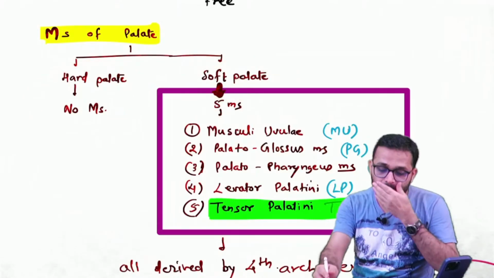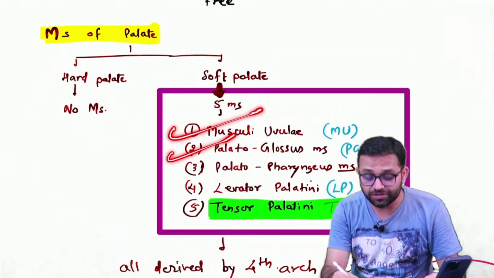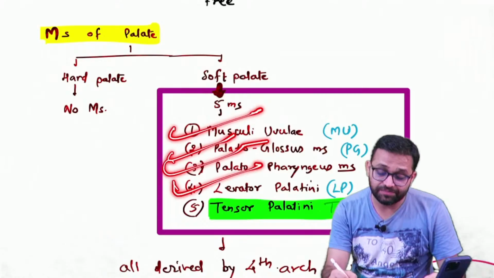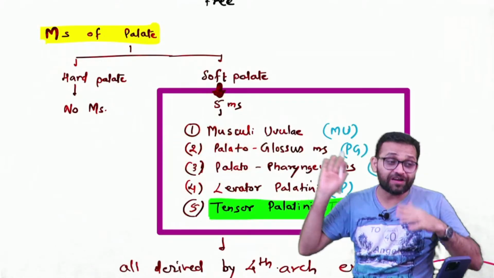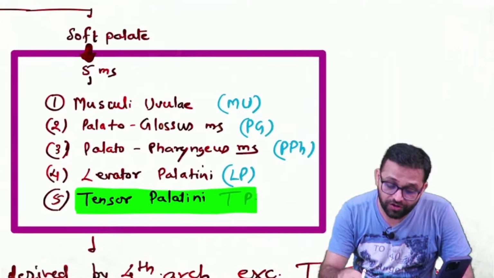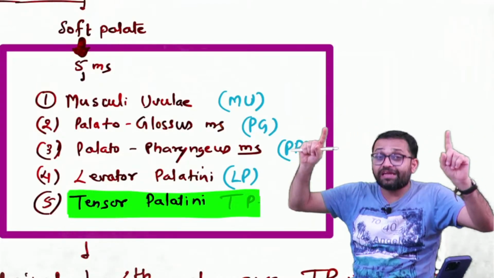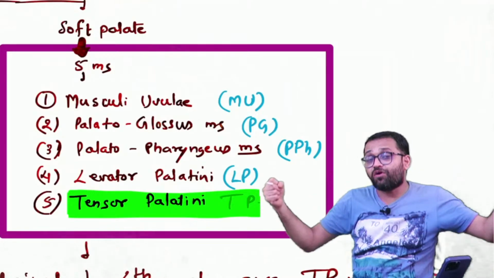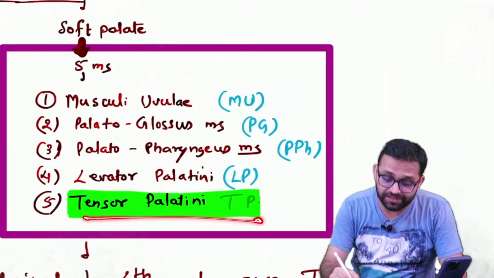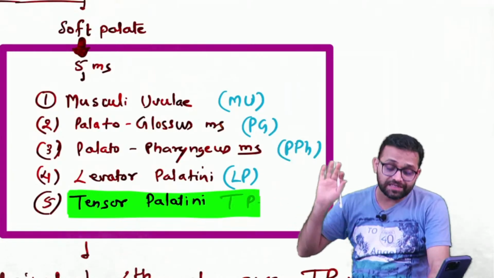of the 5 muscles. Here you will see the musculus uvulae, palatoglossus muscle, palatopharyngeus muscle, levator palatini and tensor palatini muscle. So these are our 5 muscles. I told you already about these 3 muscles. One muscle, when it contracts, elevates the palate, so that's the levator palatini. One muscle, when it contracts, tenses the palate, so this is our tensor palatini muscle. So remember levator palatini and tensor palatini.